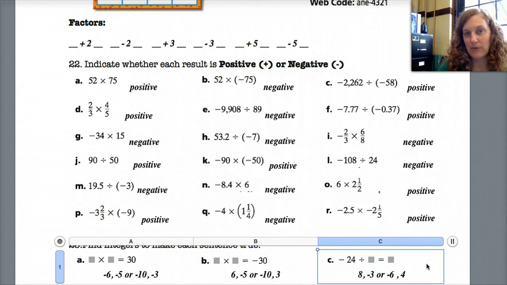There's all kinds of examples. As long as you can come up with an example that makes the number sentence true, there's lots of possibilities.